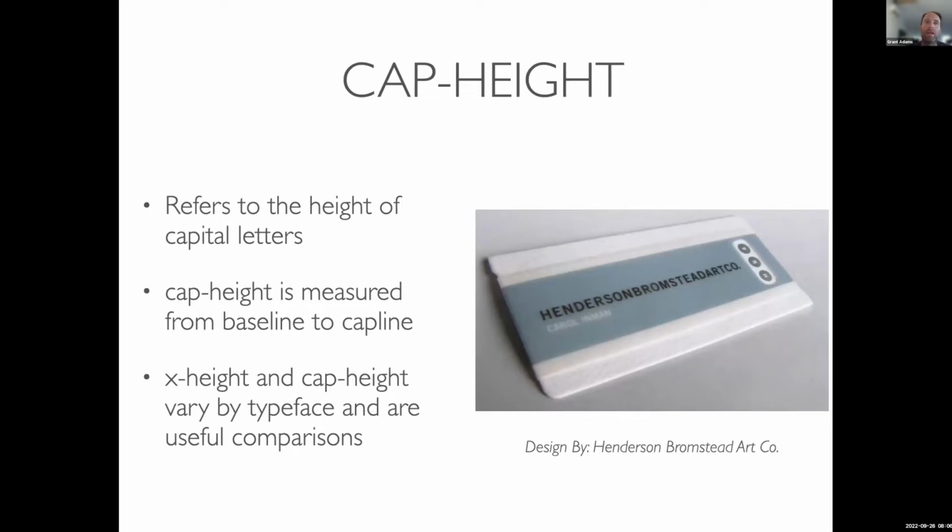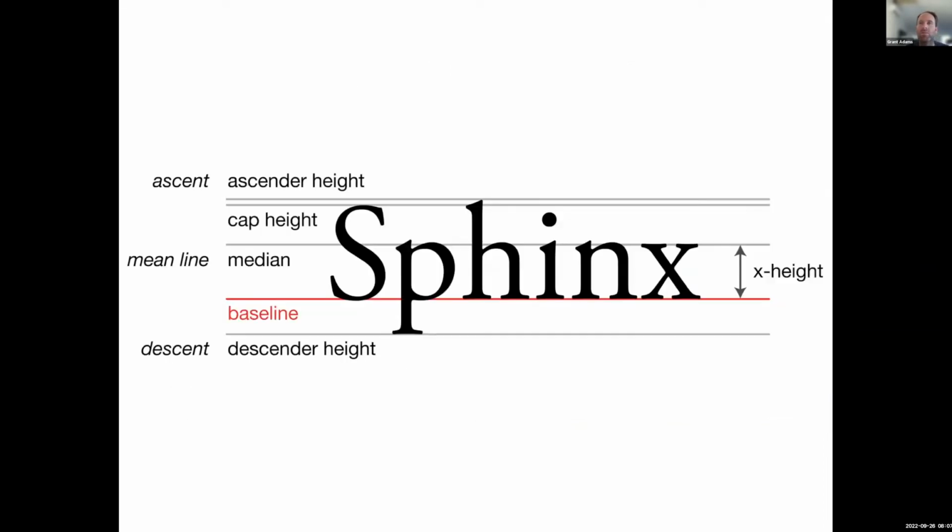The cap height refers to the height of capital letters. The cap height is measured from the baseline to the cap line. And the ratio of the X height and the cap height matter on a font, especially when you're trying to pair fonts together. So we want to know what that relationship is between the lowercase letters and the uppercase letters. So let's look at it here, right? This is easy to determine what the X height is. We just look for the X, and there it is.